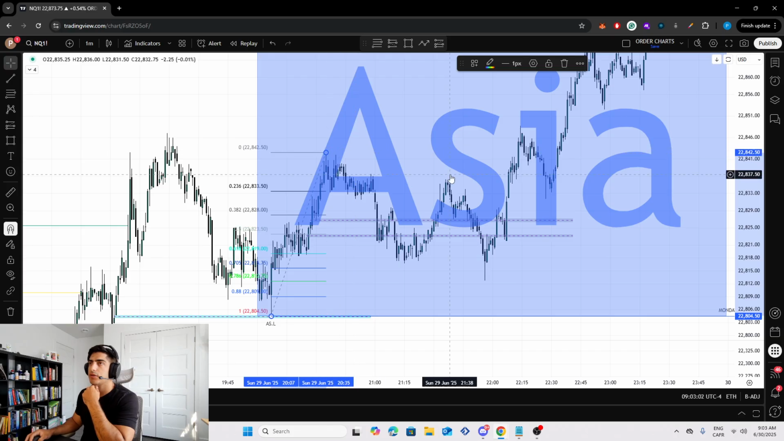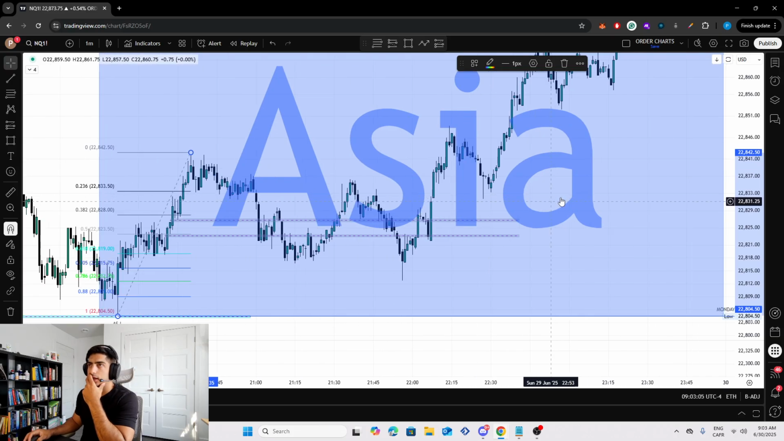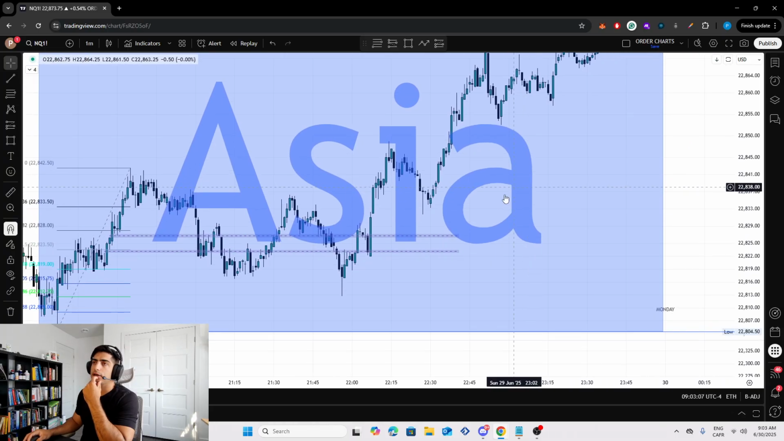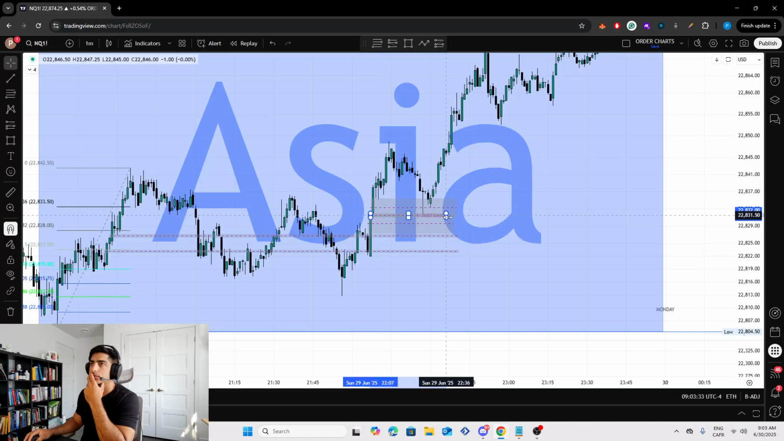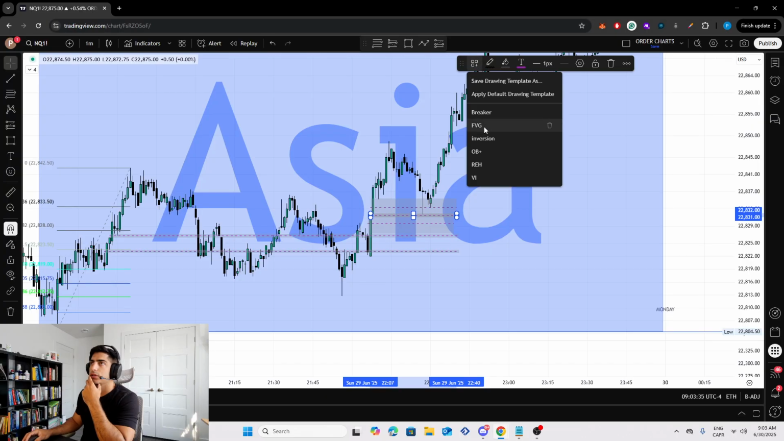We took this high again, we took this high also, and we have two back-to-back fair value gaps with a volume imbalance stacked between them. So that shows upward momentum right here and right here, with a little volume imbalance in between them. And now we're going to color it in blue.